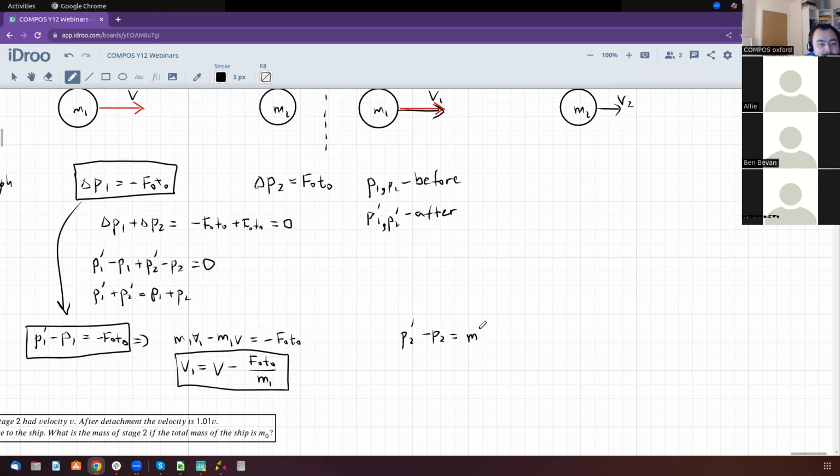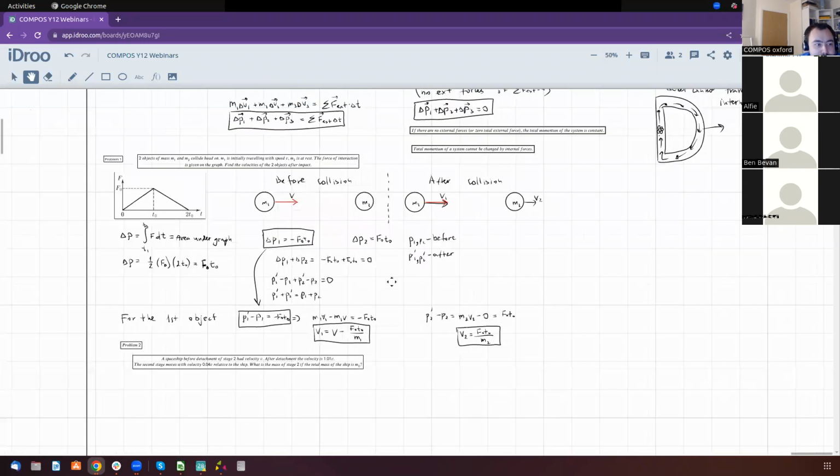Okay. P2 prime minus P2 is M2V2 minus 0, and that's equal to F0 T0. Therefore, we can simply write that V2 is F0 T0 divided by M2, and that's the answer.